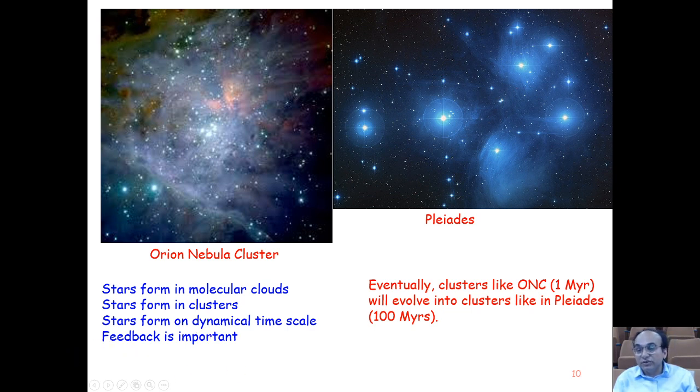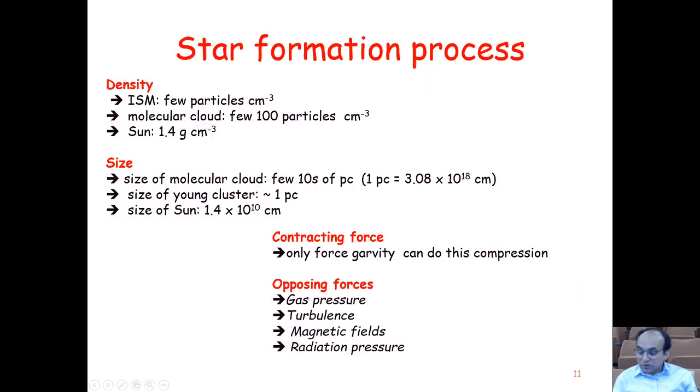So what is the feedback which triggers these clouds and forms the stars? It is just one example to show the Orion Nebula cluster, and this is the Pleiades. A cluster like the ONC, the Orion Nebula cluster, with an age of 1 million years, will evolve into a cluster like the Pleiades, which is approximately 100 million years old. So these are a few pieces of evidence that we can see in the sky through observations, that there are clouds, and within the clouds there are stars, and there are massive stars.